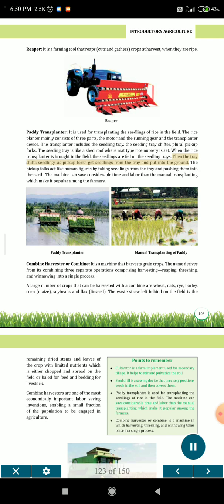Then the tray shifts seedlings as pickup forks get seedlings from the tray and put them into the ground. The pickup forks act like human fingers by taking seedlings from the tray and pushing them into the earth. The machine can save considerable time and labor compared to manual transplanting, which makes it popular among the farmers. Paddy transplanter. Manual transplanting of paddy. Combine harvester or combine. It is a machine that harvests grain crops.